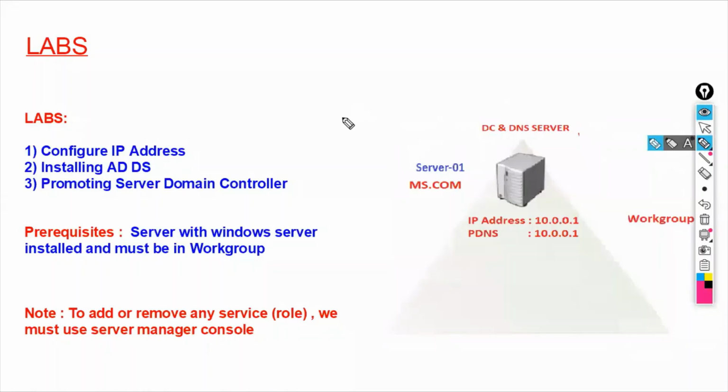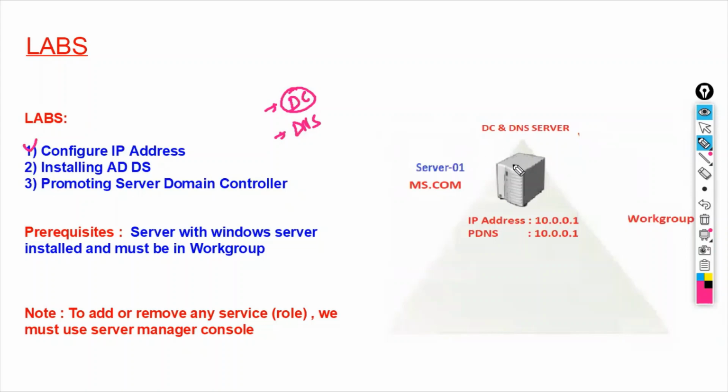So we'll configure the domain controller. Guys, you need to remember one point here. When you configure the domain controller, DNS service gets installed automatically. So to configure the domain controller, we need to configure the IP address. And where will you configure the IP address?